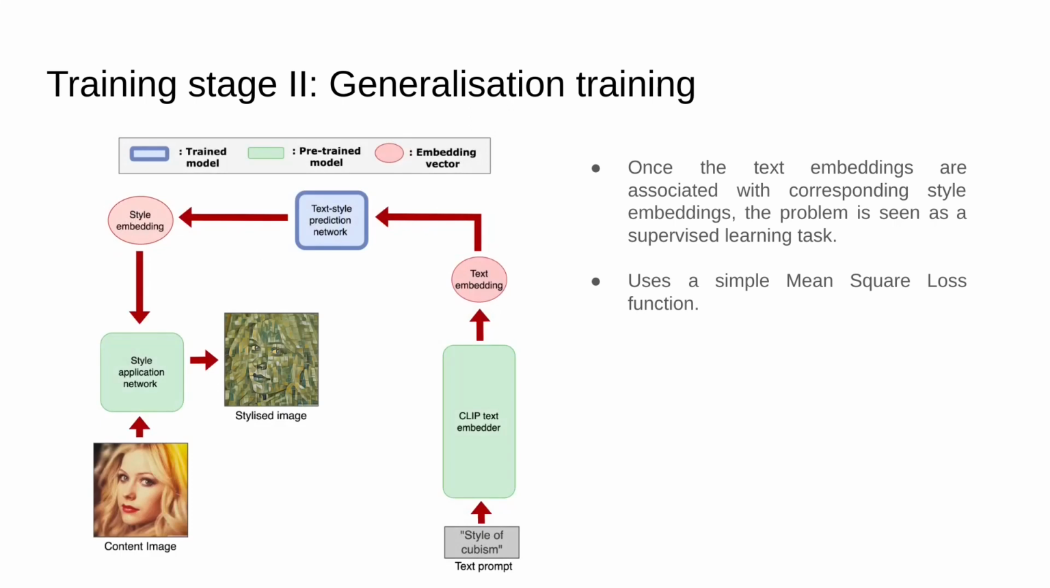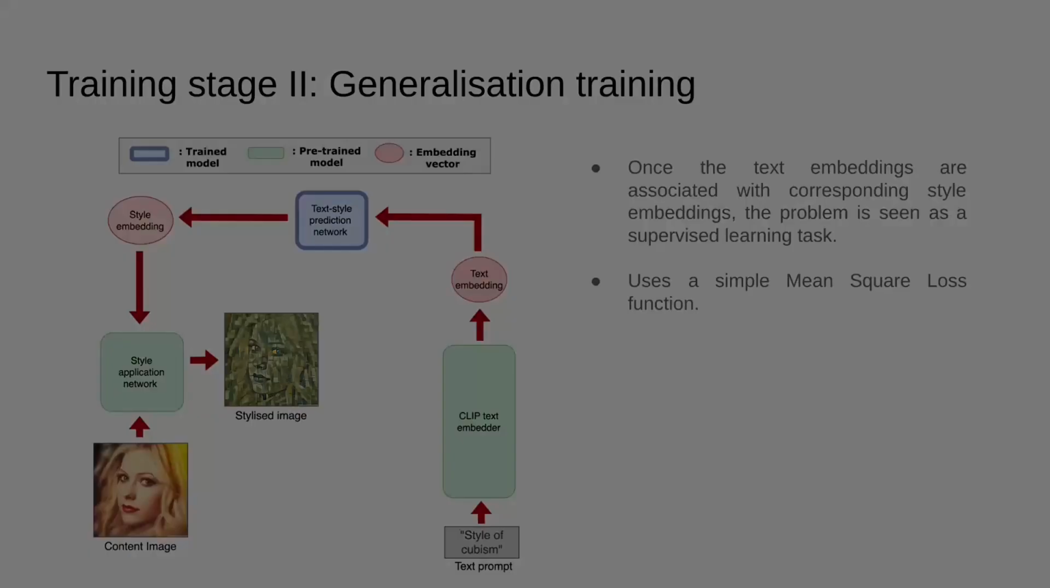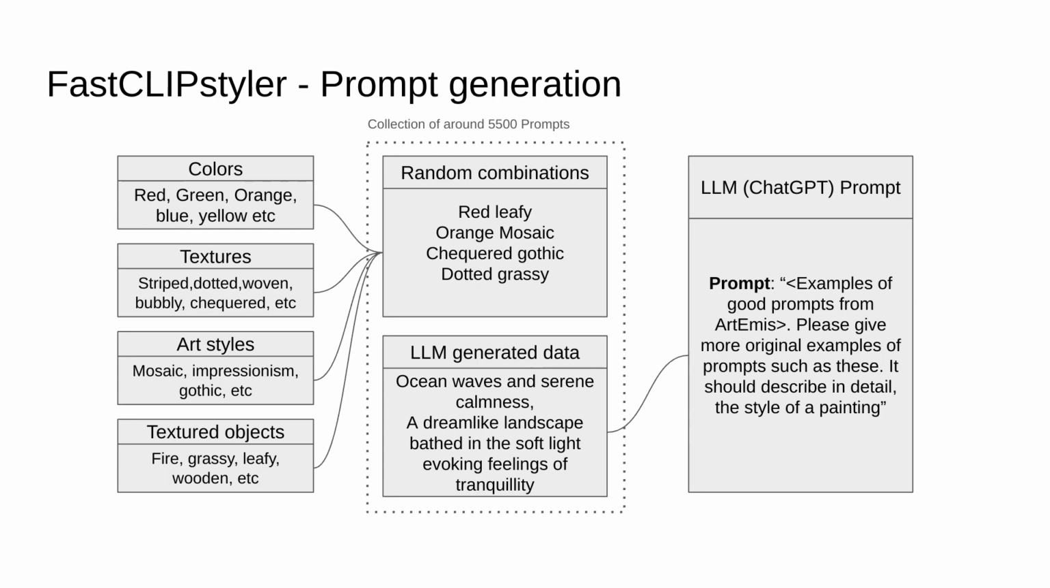However, in order to do this, we require an initial dataset of text prompts. To create this, we first manually create sets of different style symbols. We collect sets of colors, textures, art styles, and textured objects. We then combine them randomly to create various composite queries.